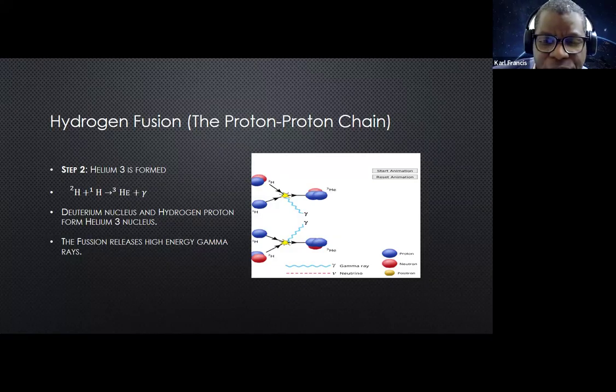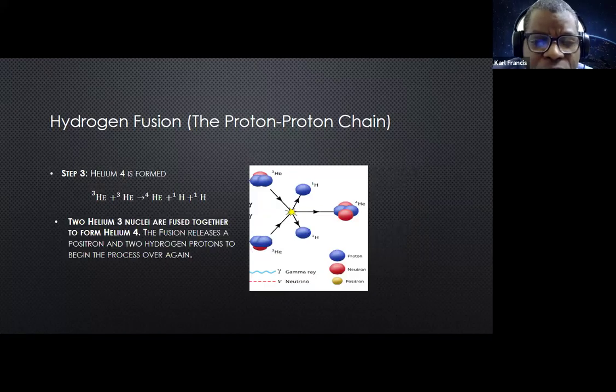Last and final step, step 3. Two helium-3s. That last step we went through has to happen at least twice. Trust me, it happens a lot more than that in the cores of stars. You end up with 2 helium-3s getting fused together to give you helium-4, and right back to where we started, 2 hydrogen protons. Then the process starts all over again.